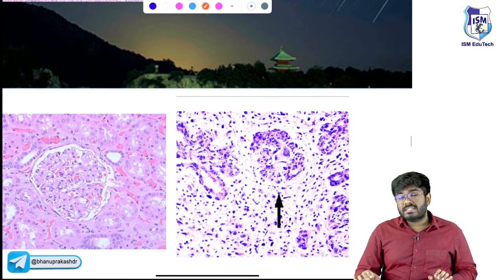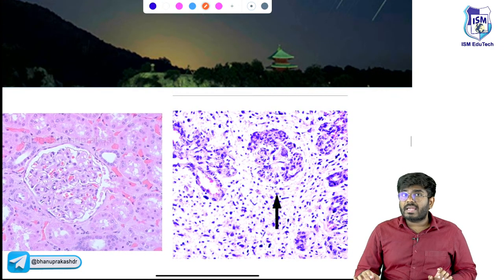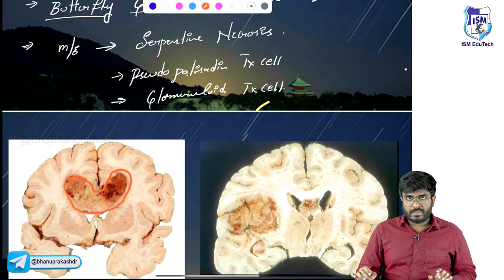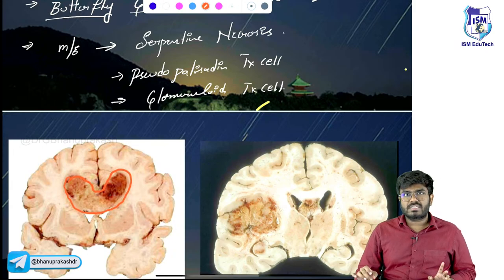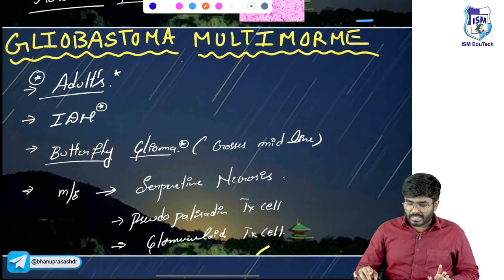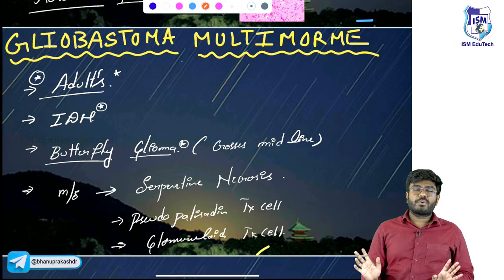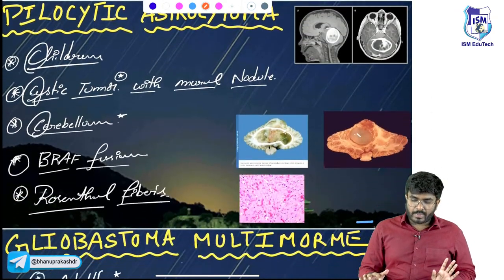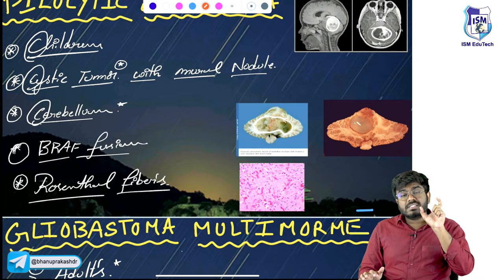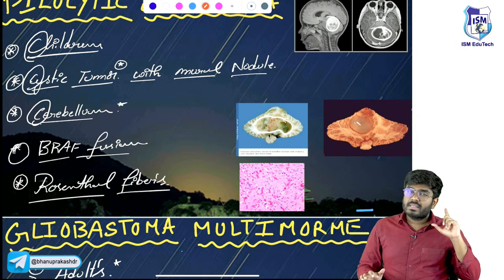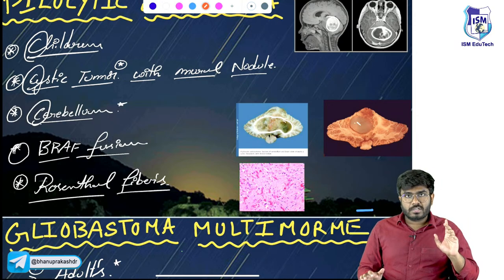Glomeruloid appearance, pseudopalisading tumor cells, and serpentine necrosis are all seen in glioblastoma multiforme. It's a tumor of astrocytes. Glioblastoma multiforme crosses the midline, looking like a butterfly. These are the butterfly tumors. IDH gene mutation again. And the first one, pilocytic astrocytoma, is a cystic tumor with a mural nodule in the cerebellum, seen in children, with Rosenthal fibers on microscopy.